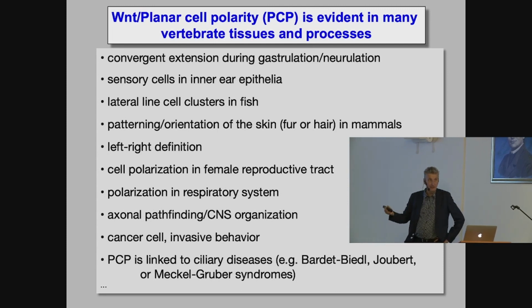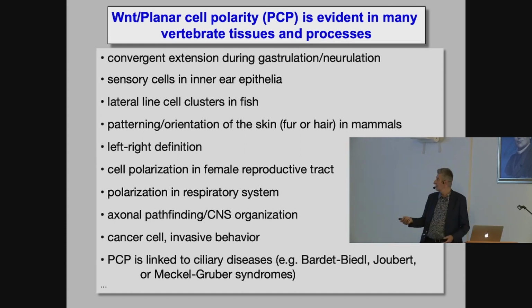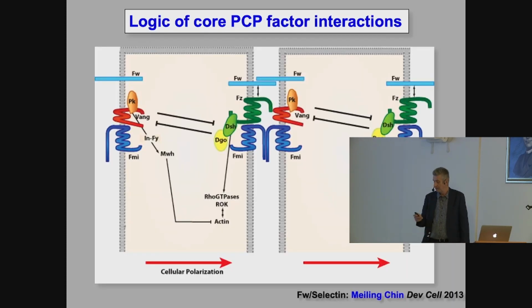Axonal pathfinding uses the PCP system. And cancer cells during metastasis. And the whole set of ciliopathies, the cilia-associated diseases, rely on PCP signaling because PCP positions the primary cilium. So if you misposition the cilium, you end up with a form of several of these ciliopathies.